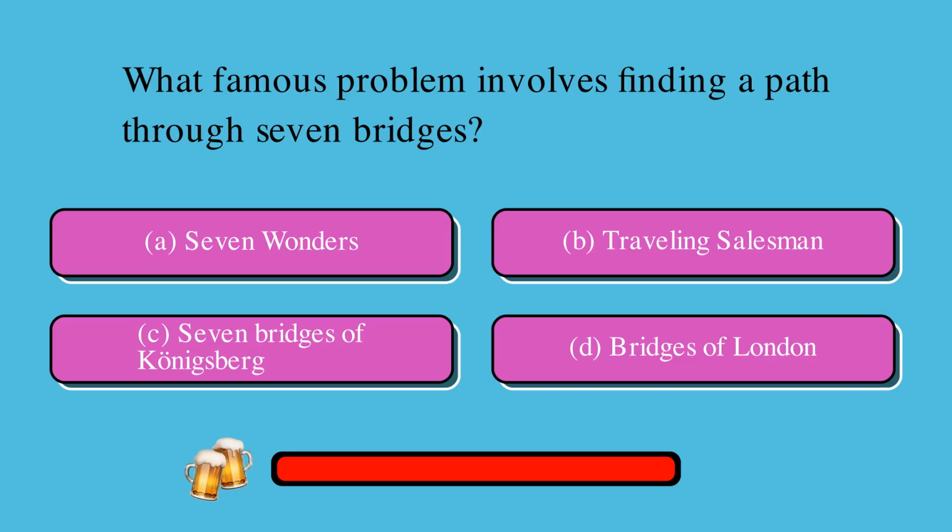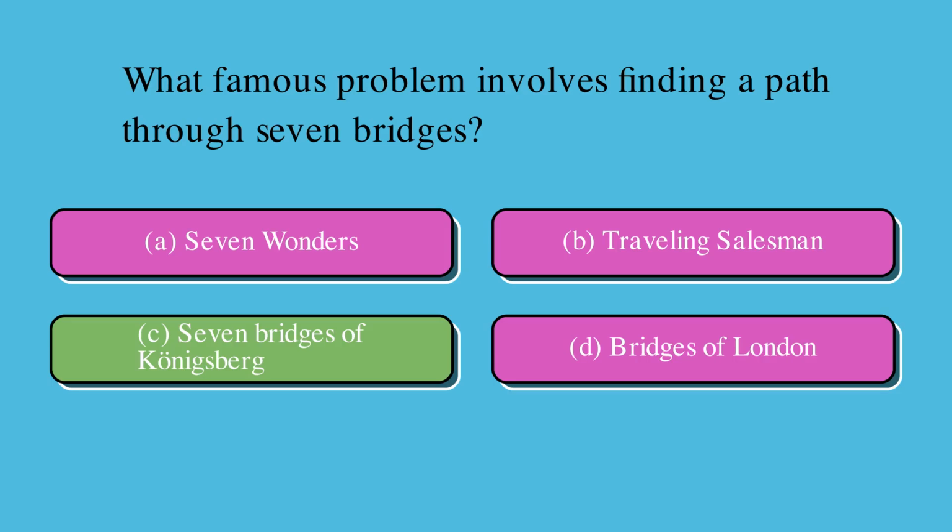What famous problem involves finding a path through 7 bridges? Is it A, 7 wonders, B, traveling salesman, C, 7 bridges of Königsberg, or D, bridges of London? The correct answer is C, 7 bridges of Königsberg.